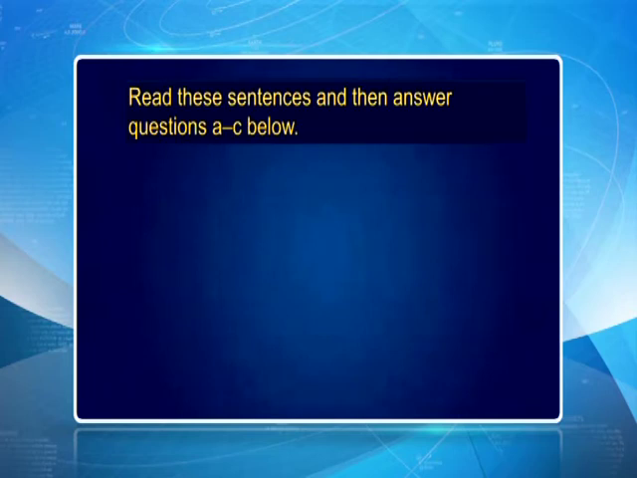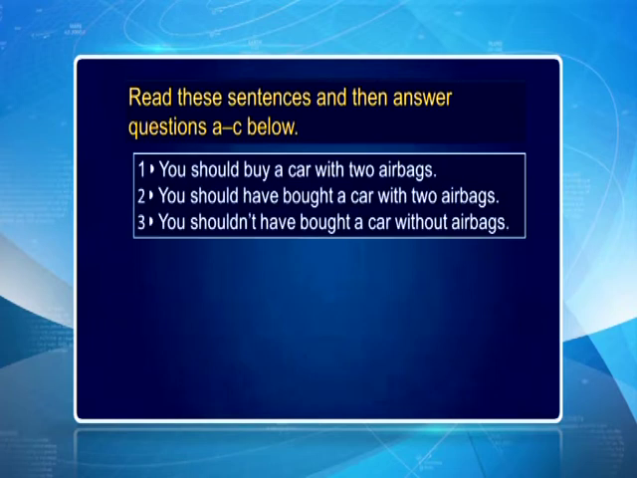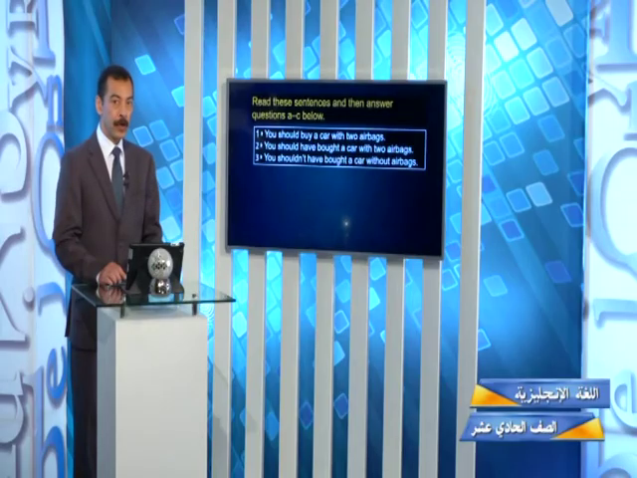Again, look at these sentences and try to answer the questions below. Here we have three sentences. The first one reads, you should buy a car with 2 airbags. And the second one says, you should have bought a car with 2 airbags. Number 3 says, you shouldn't have bought a car without airbags. All right? Now this is the structure of should and should have.